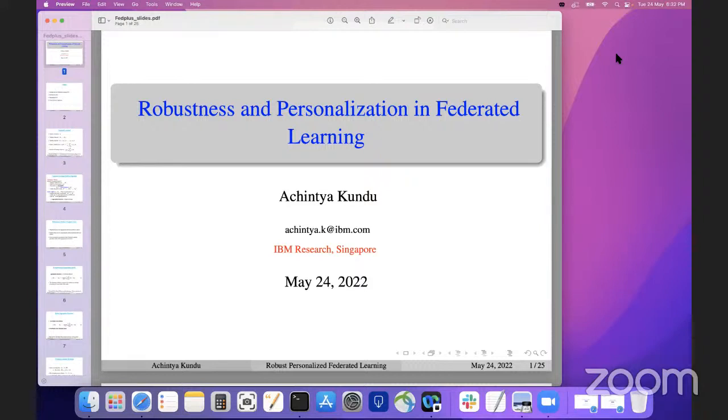Dr. Achintya is a research scientist at IBM Research, Singapore. Recently, he finished his PhD from the Department of Computer Science and Automation at ISC, Bangalore. He got his ME degree and was the gold medalist from the same institute. Broadly, his research focuses on optimization aspects of machine learning. His current research interest includes federated learning, neural architecture search, primal dual splitting, and momentum-based accelerated algorithms for optimization.